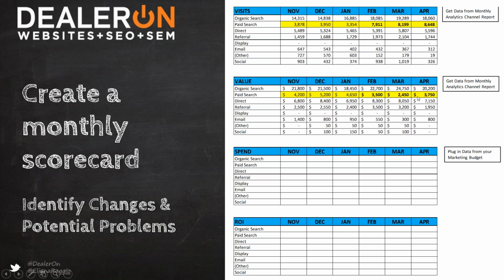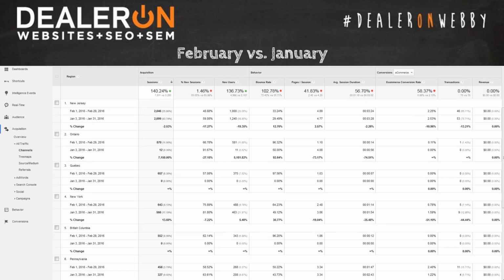So if I'm a dealer and I'm putting this sort of analysis together, then I can start analyzing where I might be having some problems in the different marketing channels that I'm spending money on. For example, in this case, I can compare February to January for paid search, and I can look at the region or the city that I'm driving that traffic from.